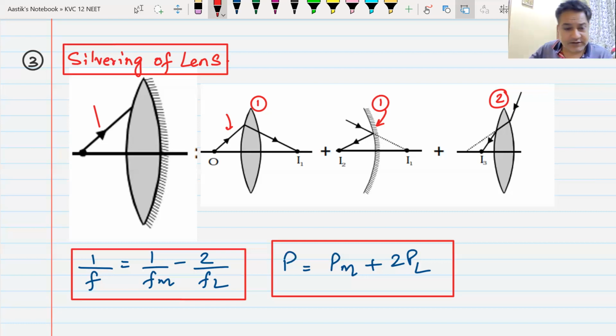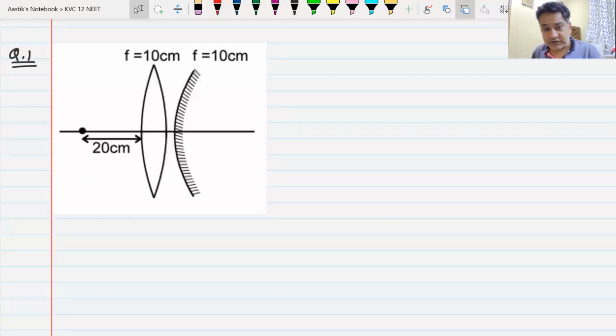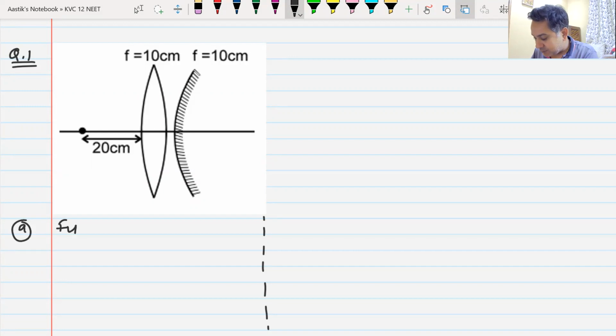I hope we have noted it down. Then let us move and solve a question. Again, we'll solve one question, but there can be many questions called in this question. For example, this is a combination given to you. It's a combination of a convex lens and a convex mirror. Question number one: find the focal length of this combination. You can also find the power. Doesn't matter. Whatever you find out, find the focal length and the power of this combination that you have.